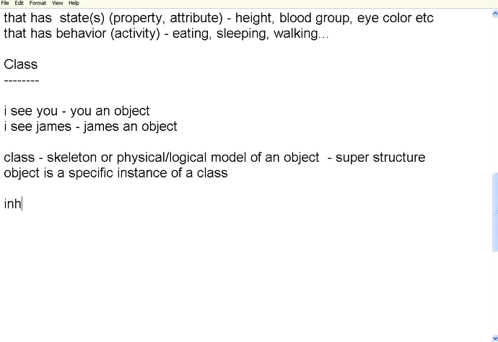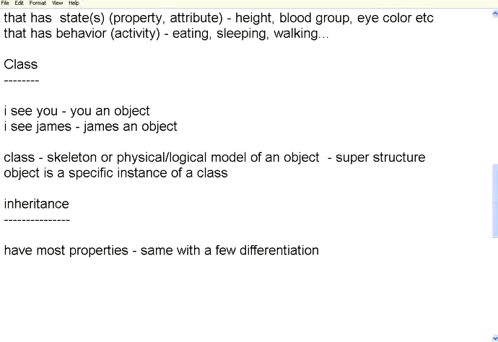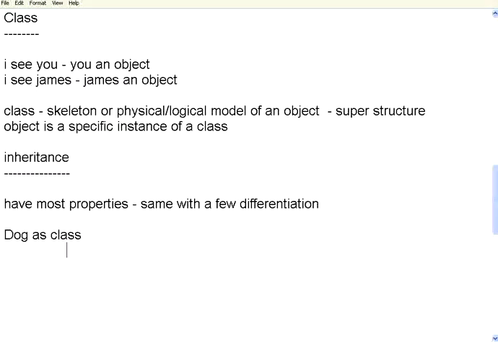Now there is something called inheritance. If you have noticed what I talked about just before, I talked about having most properties the same with a few differentiations. Let us take this dog as a class. Now within the dog, the dog family has its own physical properties. Now within that, Dalmatian, Pomeranian. Okay. Now within this, each has very specific properties, right? The size, dots, whereas again no dots.